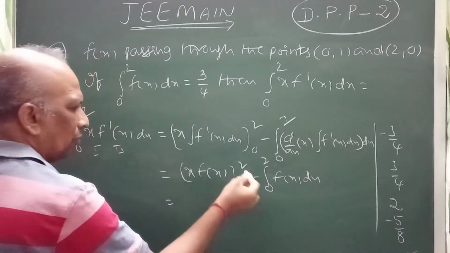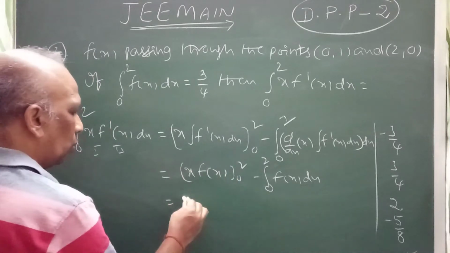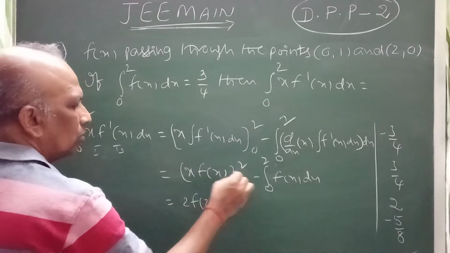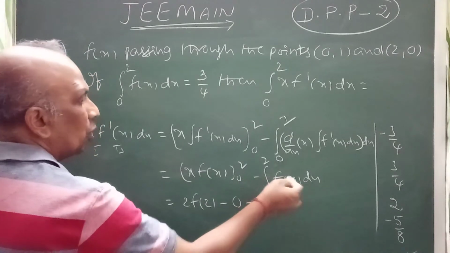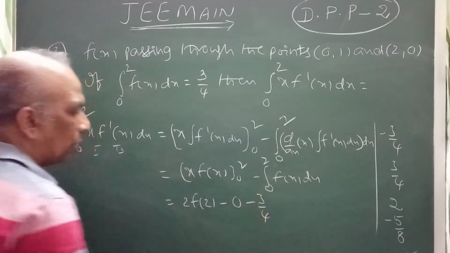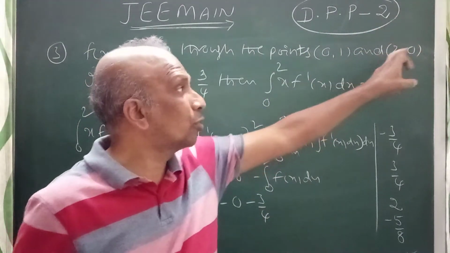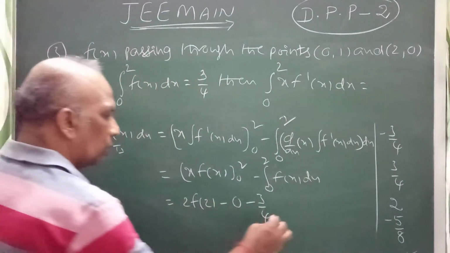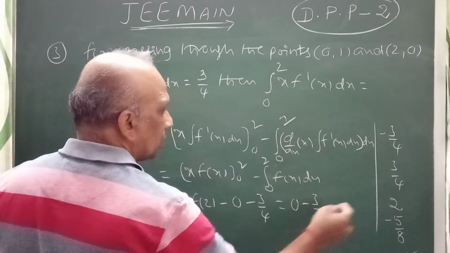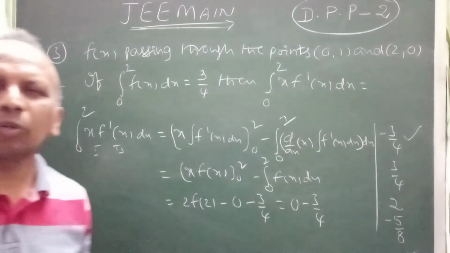Now substitute the upper limit 2: 2 into f of 2, and the lower limit 0. The integral of f of x dx from 0 to 2 is given as 3 by 4. But the curve passes through 2 comma 0, so f of 2 is 0. We get 0 minus 3 by 4. The answer is minus 3 by 4, so that will be our answer. Now we do the next one.